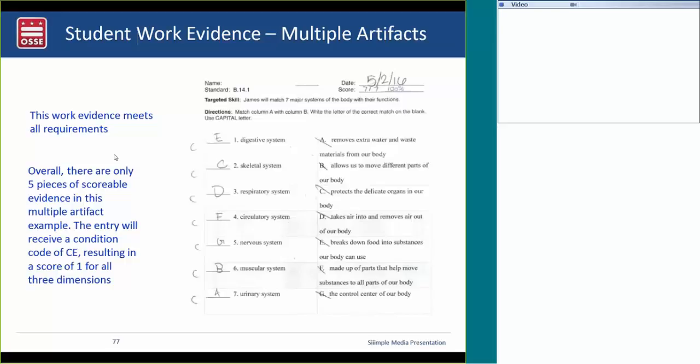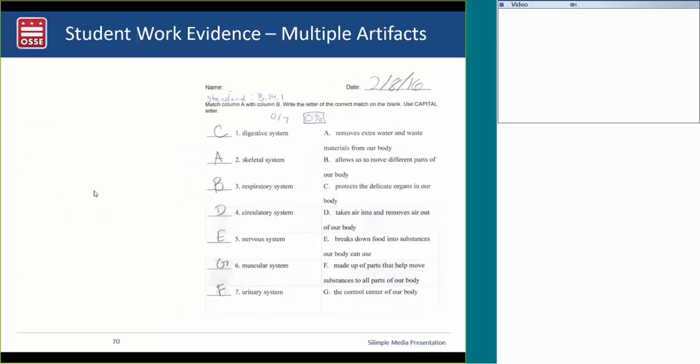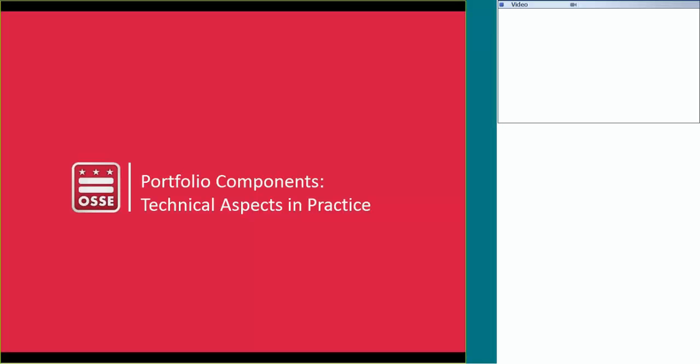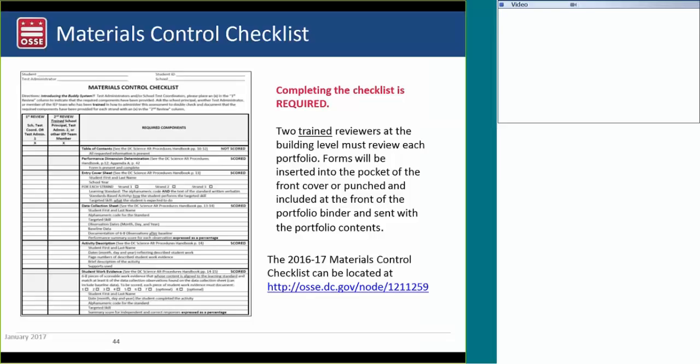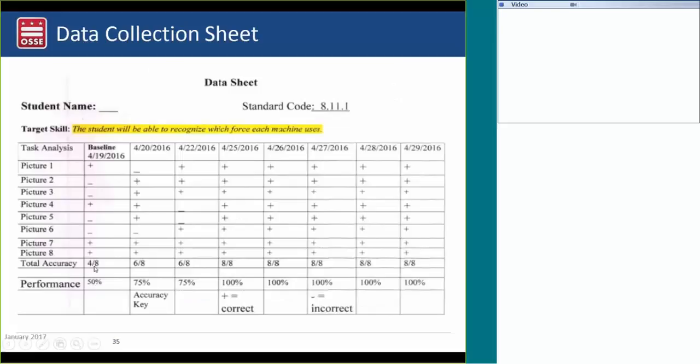Okay. Now, let me go back to the example that we showed. Hang on a minute. This work example that we had of just the entire entry. I'm getting there. Here we go. So we look at this one, and let's just look at the data sheet. Performance was at 50% for the baseline, which was the upper limit of what's allowable. On the 20th of April, they had 75%. On the 22nd, they had 75%. And this was the push and pull. This is the push and pull examples. And now you have, for these next five data collections, the student is at 100%.